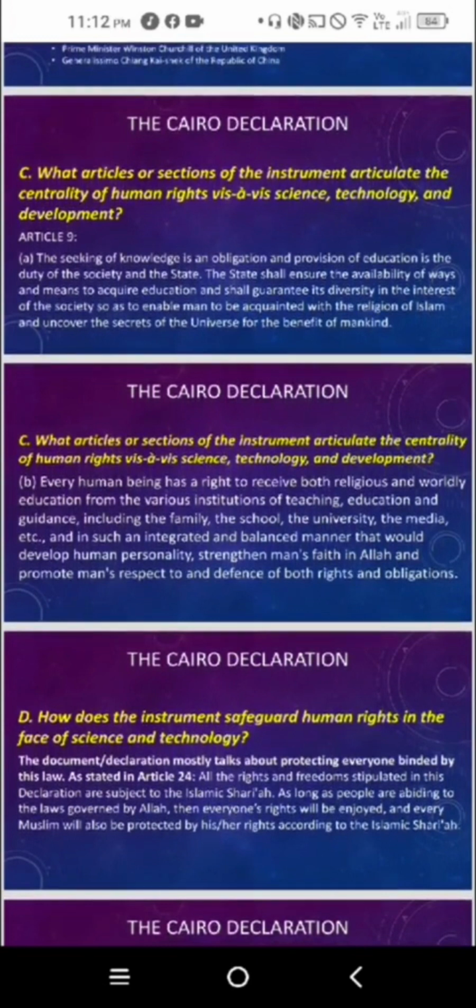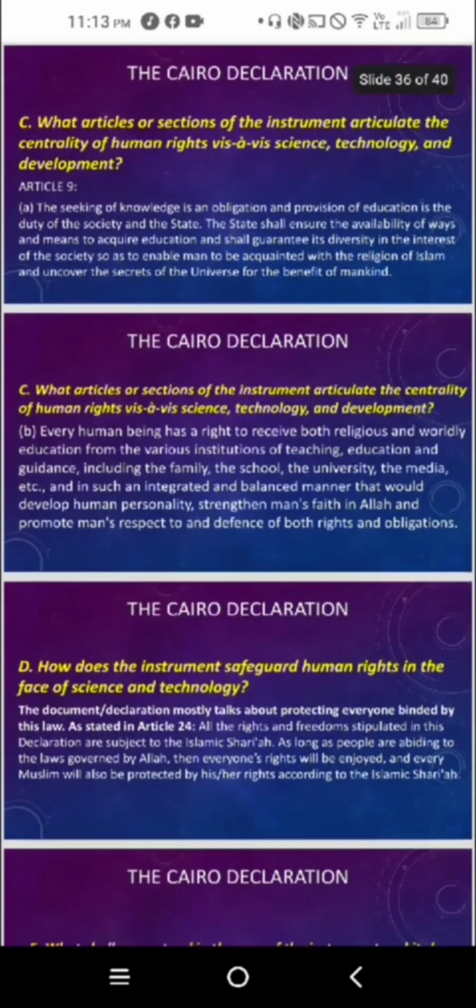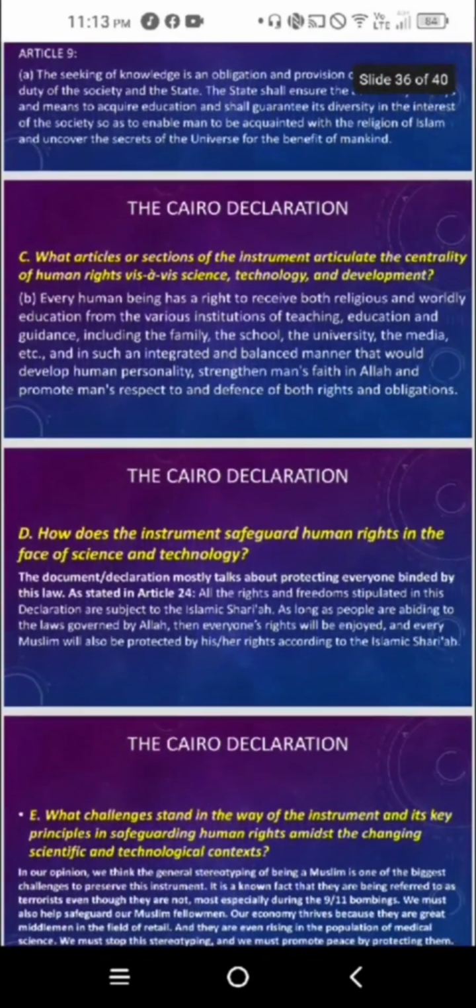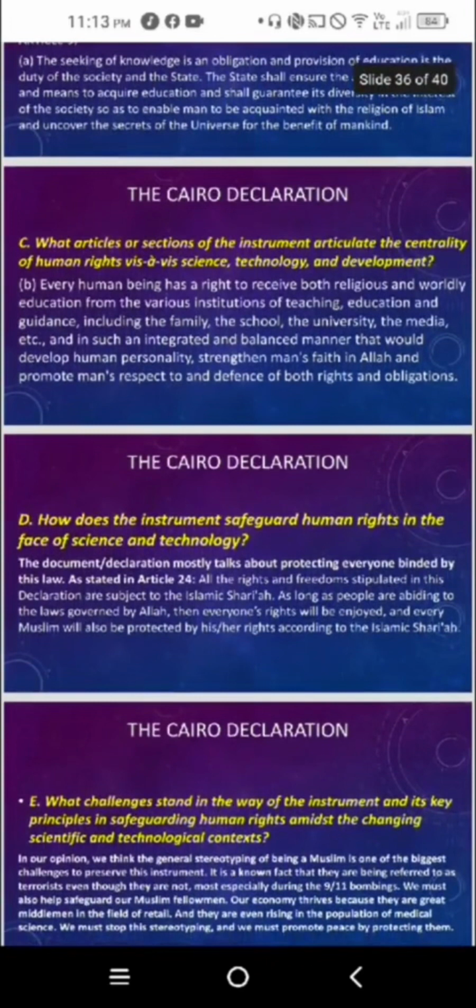The seeking of knowledge is an obligation and provision of education is the duty of the society and the state. The state shall ensure the availability of ways and means to acquire education and shall guarantee its diversity in the interests of the society so as to enable man to be acquainted with the religion of Islam and uncover the secrets of the universe for the benefit of mankind.